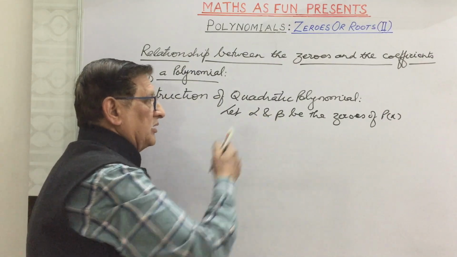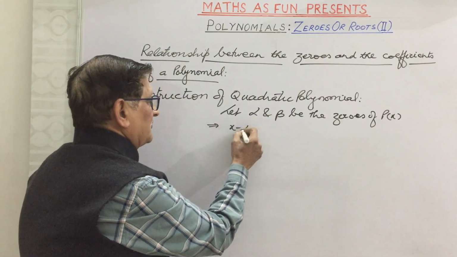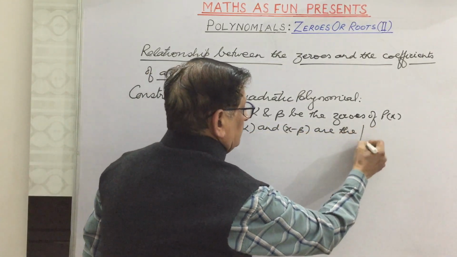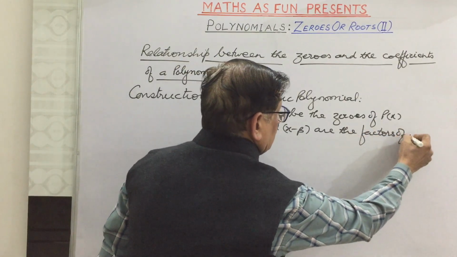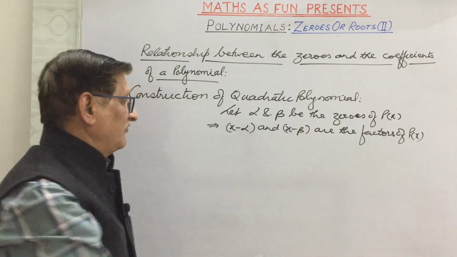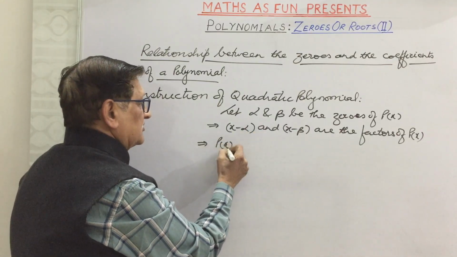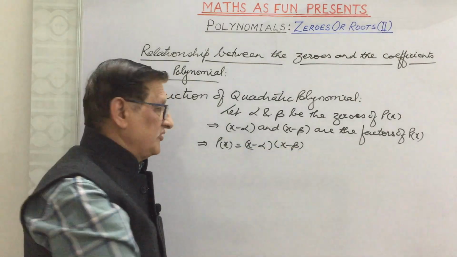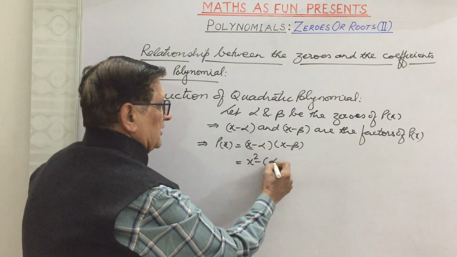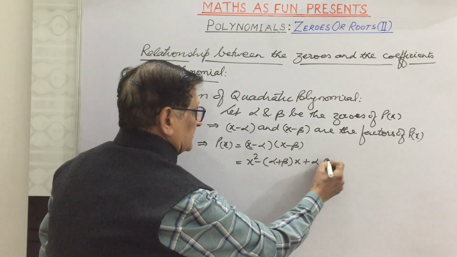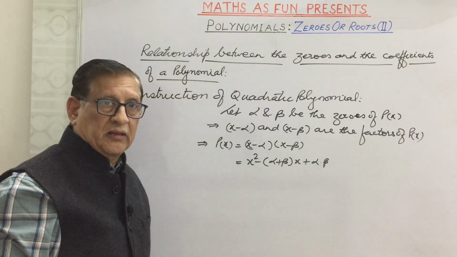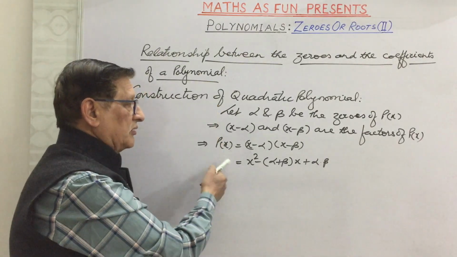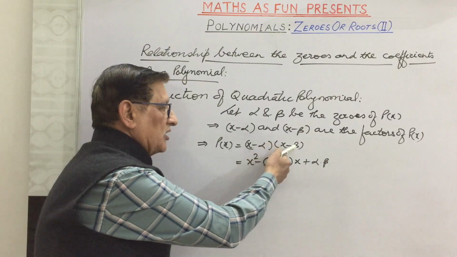Now we know if alpha and beta are the zeros, this implies that x minus alpha and x minus beta are the factors of p(x). And if these are the factors, we can write p(x) is equal to (x minus alpha) into (x minus beta). If we simplify this, we get x square minus (alpha plus beta) into x plus alpha into beta. This can be applied as a formula to construct the polynomial whose zeros are alpha and beta.